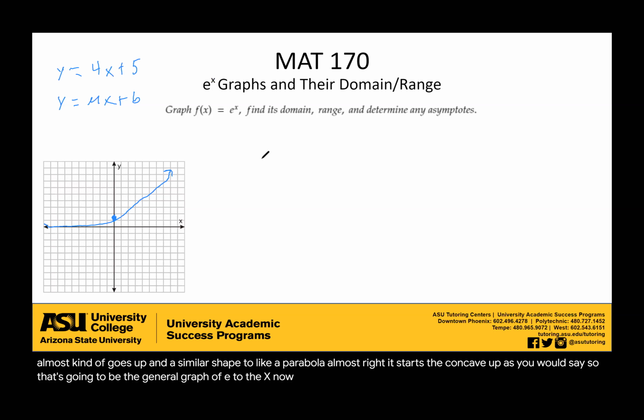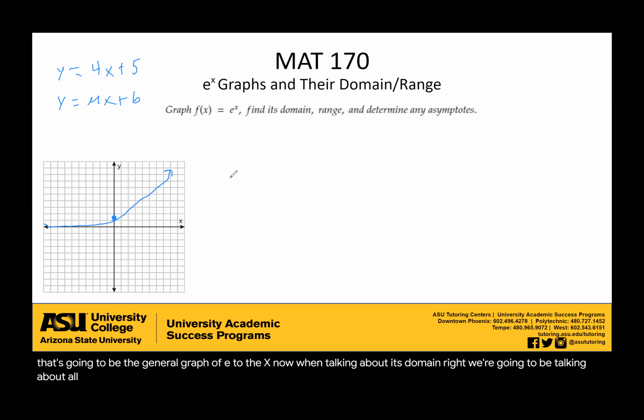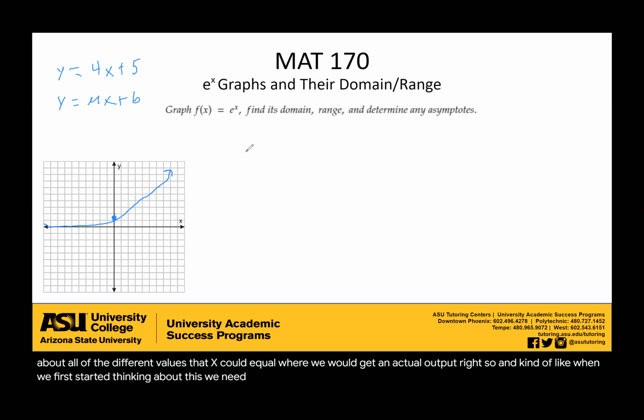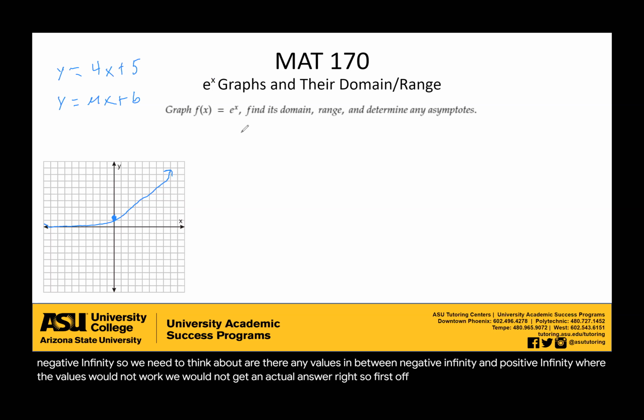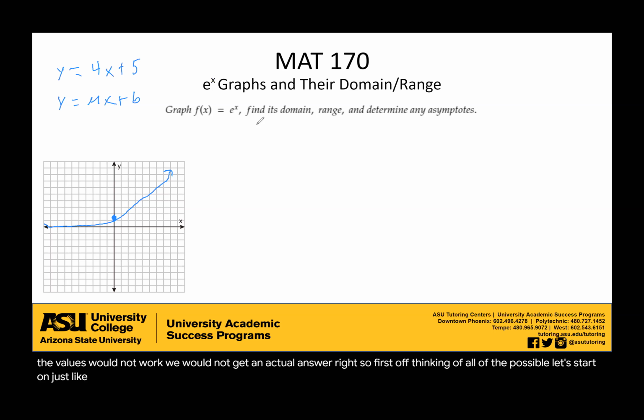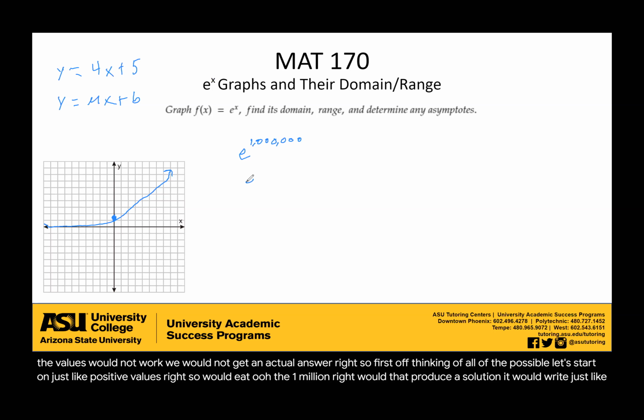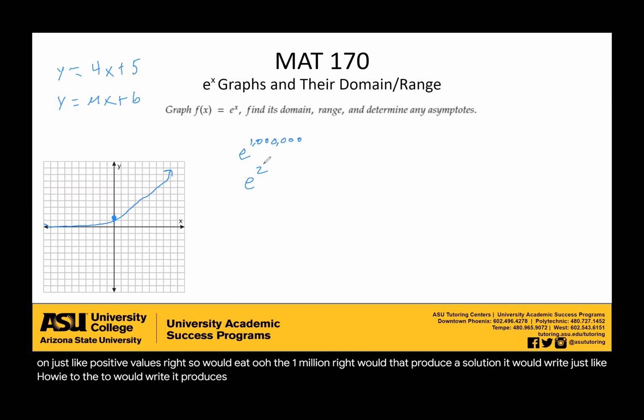Now, when talking about its domain, we're talking about all of the different values x could equal where we would get an actual output. We need to think about x going to positive infinity and to negative infinity, and whether there are any values in between where we would not get an actual answer. Let's start with positive values. Would e to the 1 million produce a solution? It would, just like e to the 2 would.